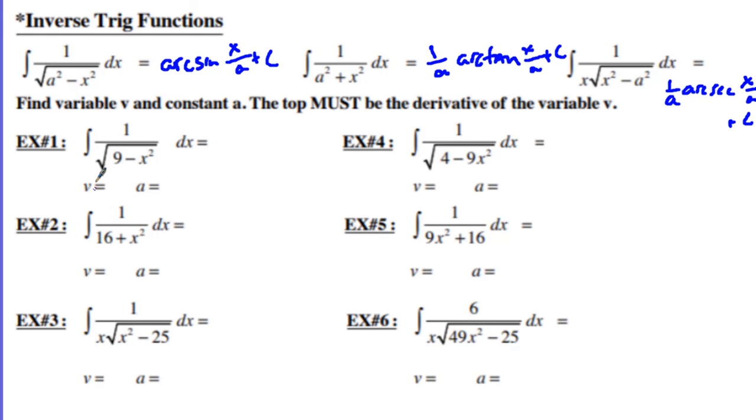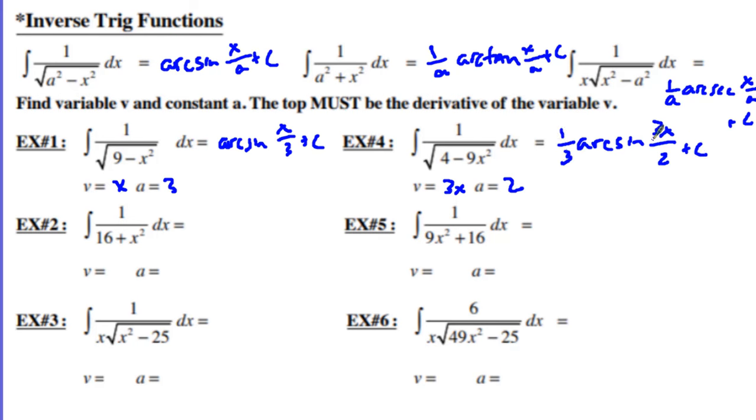And so you can see, what am I taking a look at here? I'm taking a look at the v is equal to the x right here. The a is equal to 3 because that is going to be 3 squared minus that x squared. So this is going to be an arcsine of x over 3 plus c. Here you can see the a is equal to 2. This v is equal to 3x. And so what are you doing? This looks a whole lot like my arcsine. And so I have to do arcsine of 3x over 2 plus c. Don't forget, we have to do 1/3 because of the derivative of my 3x, according to the chain rule there.